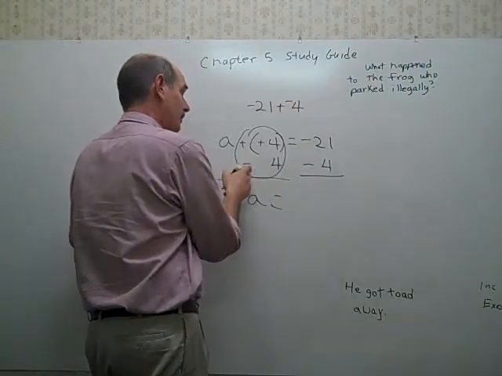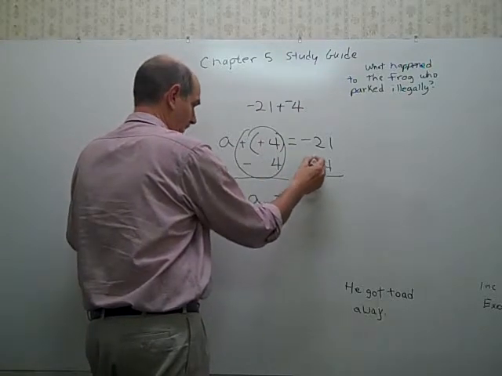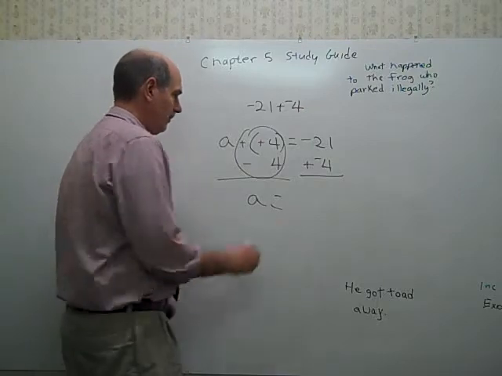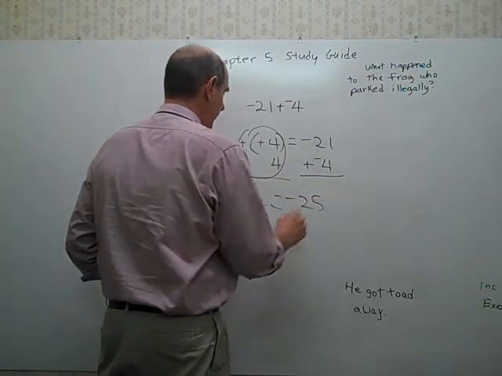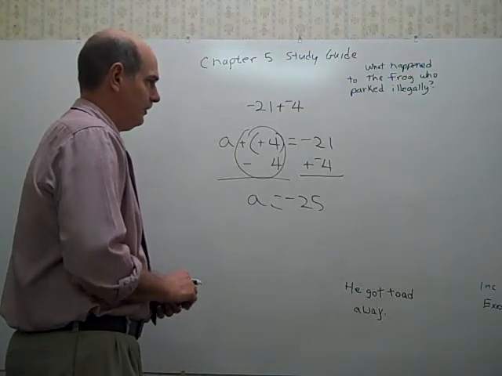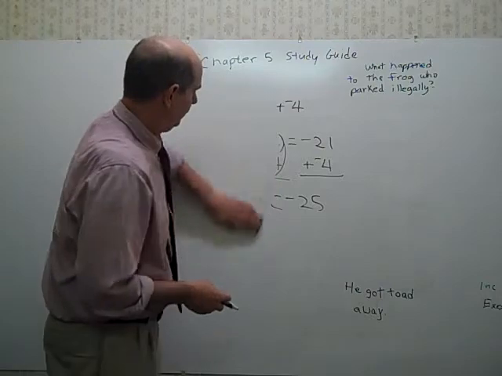Okay, remember when I said over here we could either subtract 4 or we could add -4? Basically, when we do the subtraction, we're going to change it to add -4. And that would be -25, which is an answer that makes sense. So that's the sample problems for one-step addition and subtraction equations.